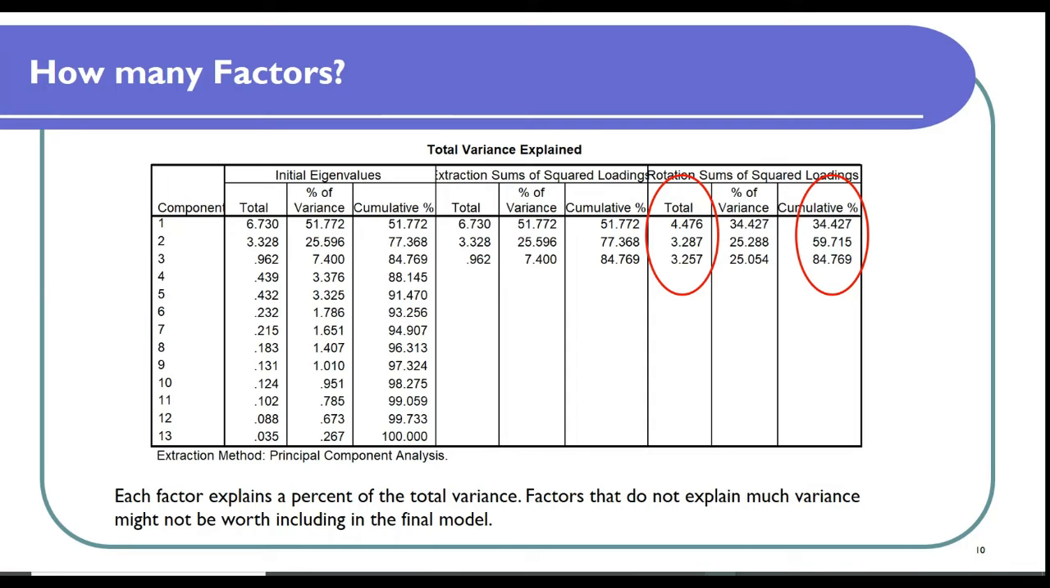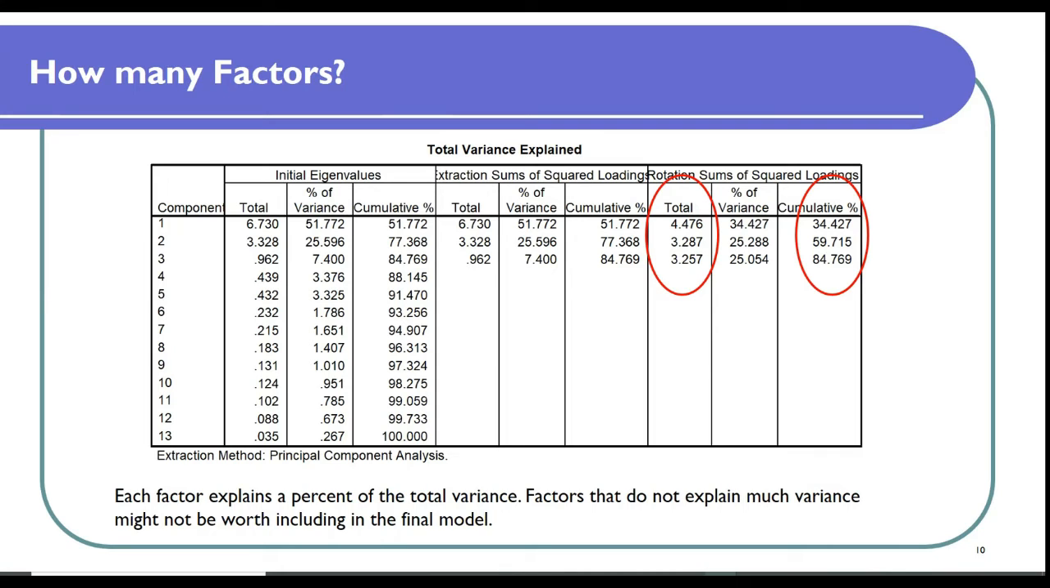If you just follow the eigenvalue, you will also understand, based on this total variance explained table, how many factors you have. In this case, we already told the system that we have three factors, so we also have three factors over here. Each factor explains a percent of the total variance, and the contribution of each factor is good enough actually.